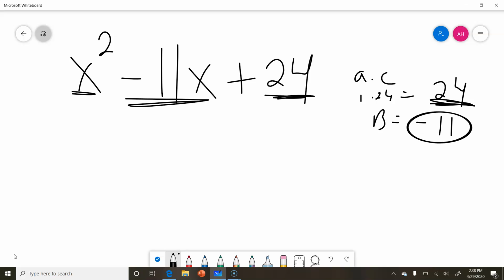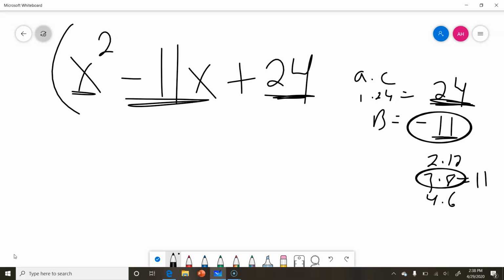So let's think what times what is 24. We got 2 times 12. We've got 3 times 8 and 4 times 6. Now which one of those is going to give us an 11 when added together? Again, down here, the 3 and the 8 added together is going to give us 11. So I can rewrite this by grouping if I want to, or I could rewrite it just, it's easy enough, but let's do it by grouping.